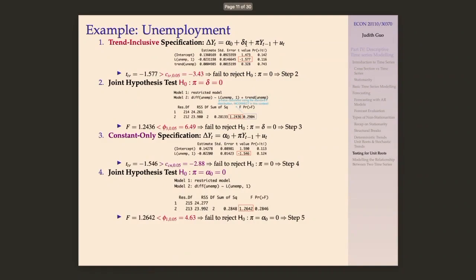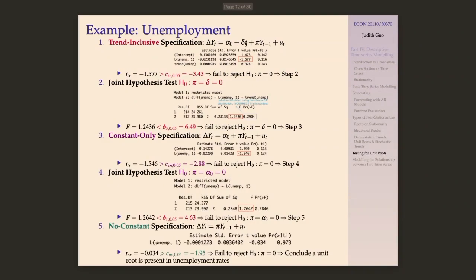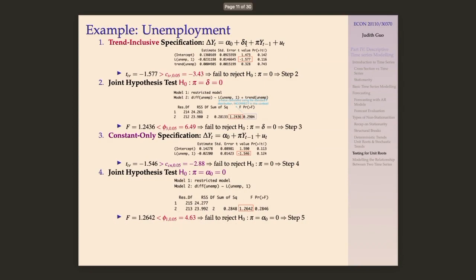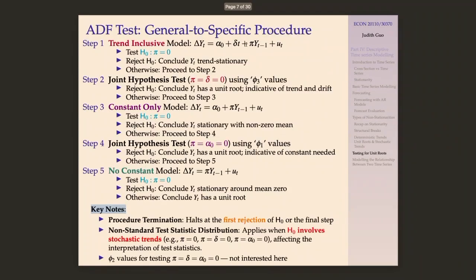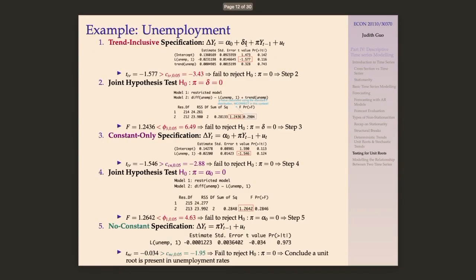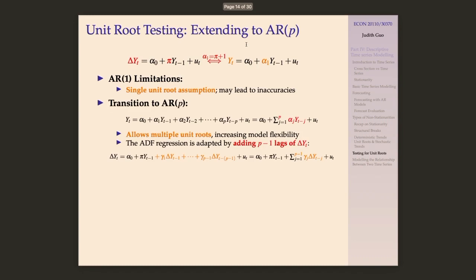And this is the example using the unemployment case. I'll leave it for you to go through this. Basically, it's just applying what we have seen on this slide to the unemployment case, where we have arrived at the no constant test. Basically, we just failed to reject the null at every single step, okay?